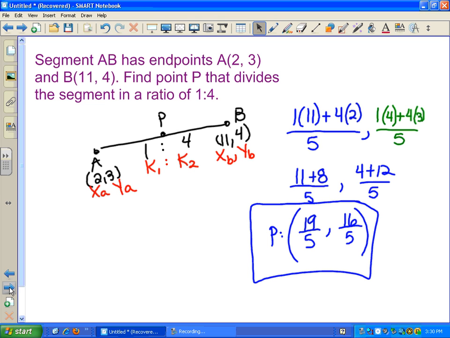That is how we find points on a segment that divides the segment based on a given proportion. So I hope that helps, and good luck.